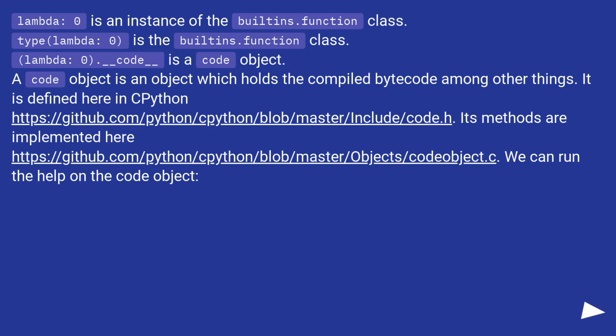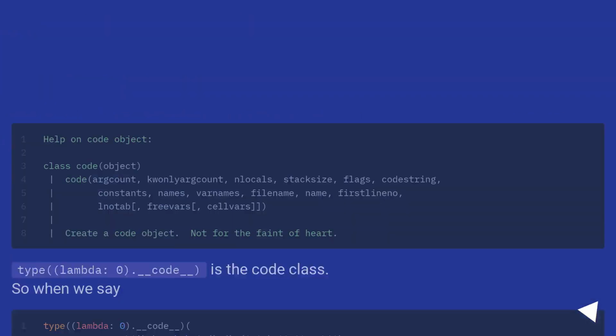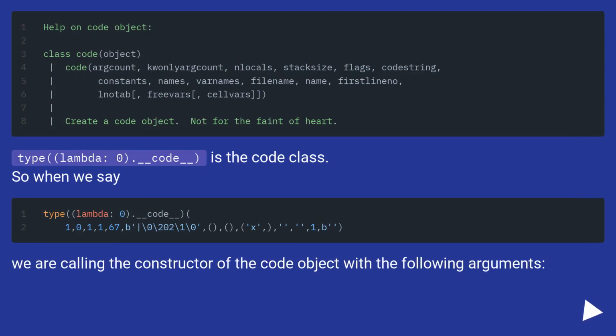It is defined here in Python, this URL. Its methods are implemented here, this URL. We can run help on the code object. type(lambda: 0.__code__) is the code class. So when we say this, we are calling the constructor of the code object with the following arguments.